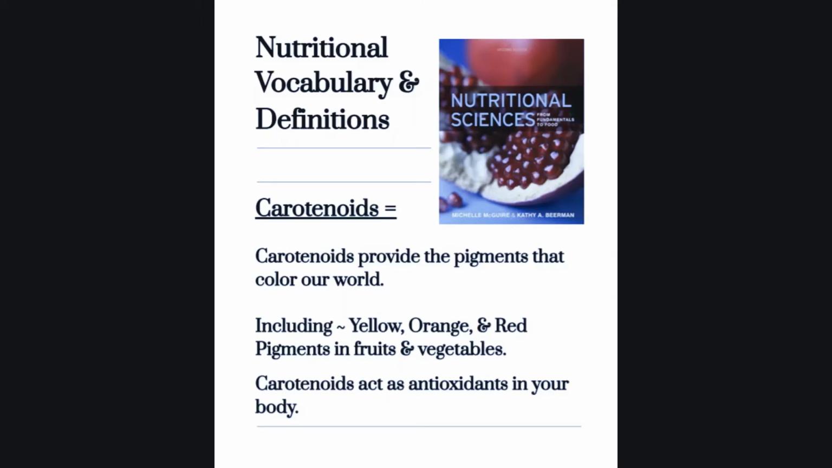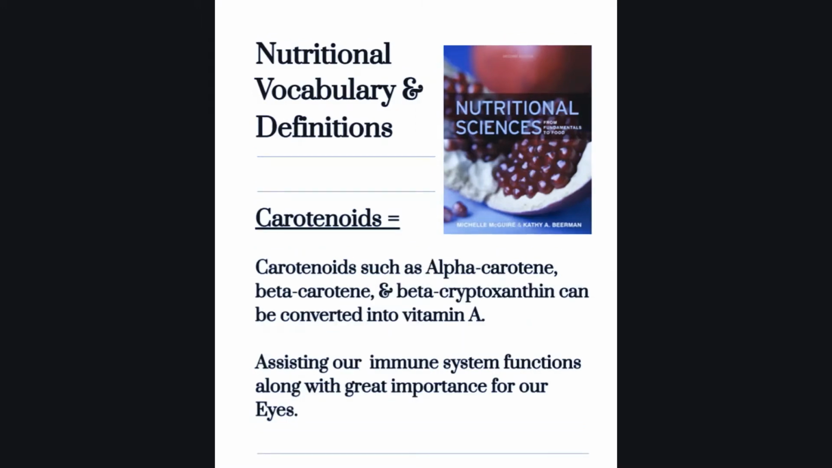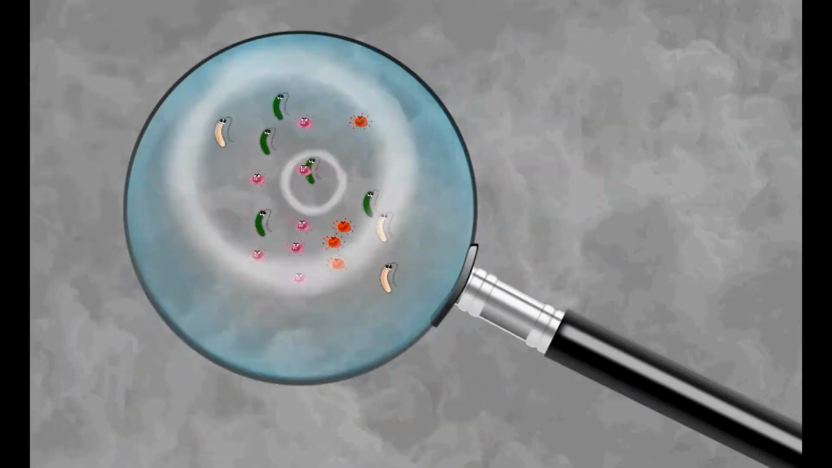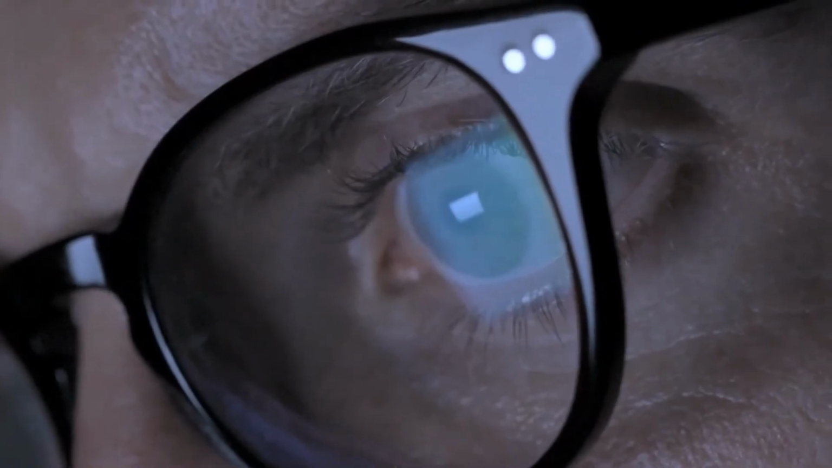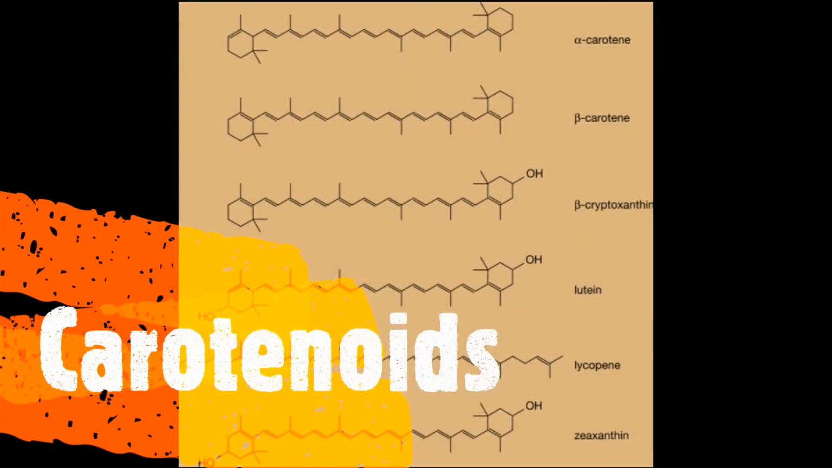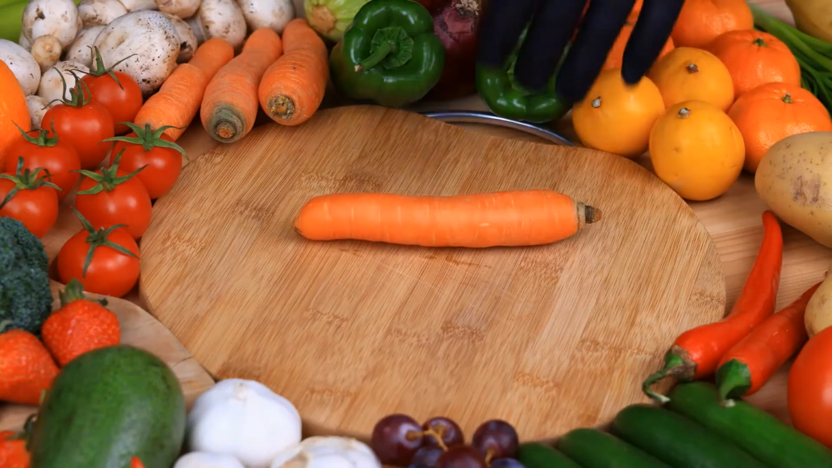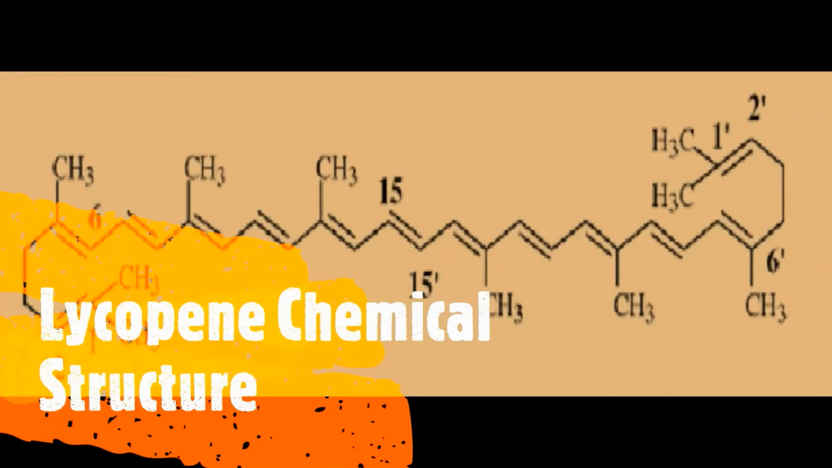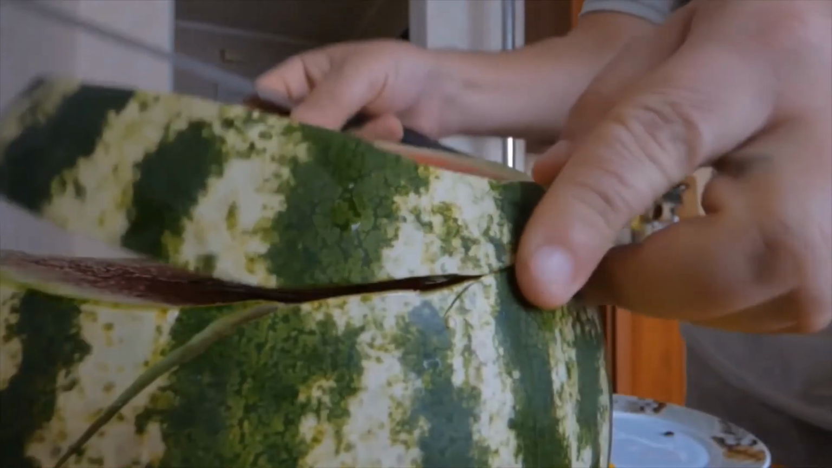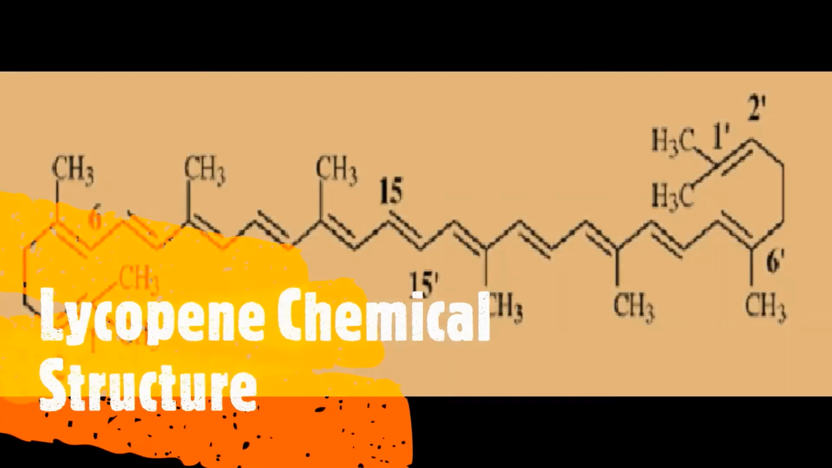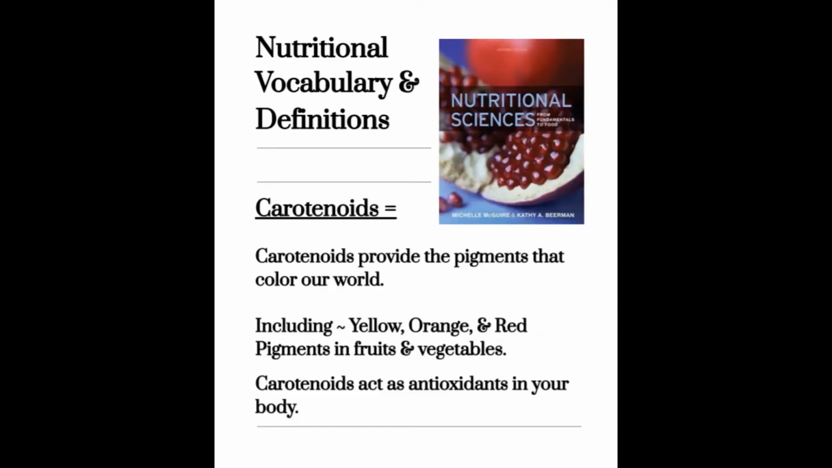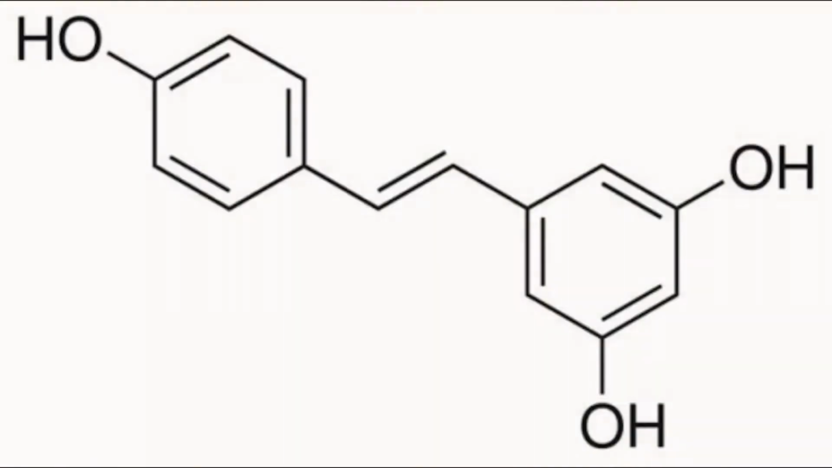Carotenoids such as alpha-carotene, beta-carotene, and beta-cryptoxanthin can all be converted into vitamin A, and therefore assist our immune system functions, along with being of great importance for our vision. The pigmented yellow and orange foods such as carrots are excellent sources of alpha and beta-carotene. Additionally, lycopene is a carotenoid that offers variations of red to even pink pigmentations. Lycopene is believed to be one of the most important and useful carotenoids found in nature. It is a potent antioxidant that has been shown to play critical roles in the prevention of many diseases.